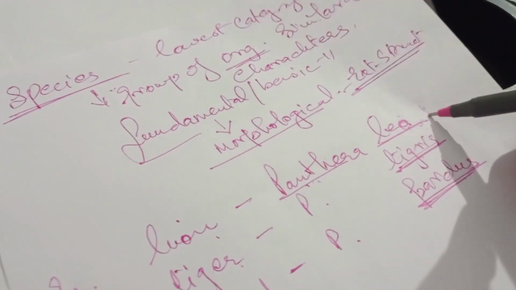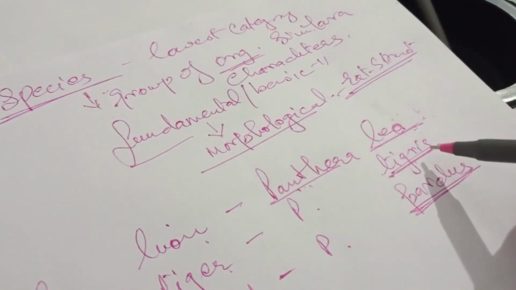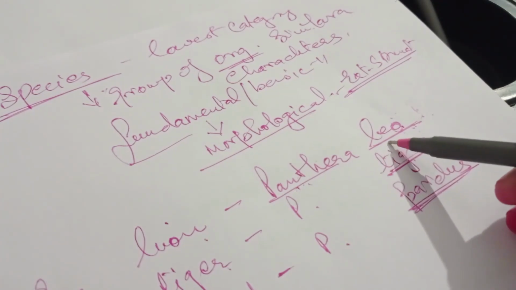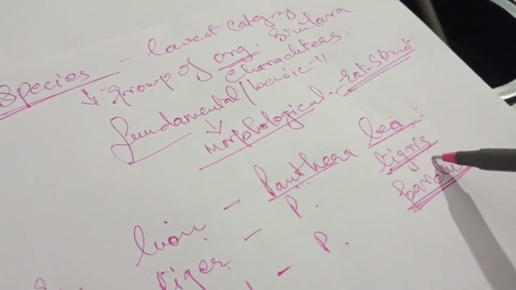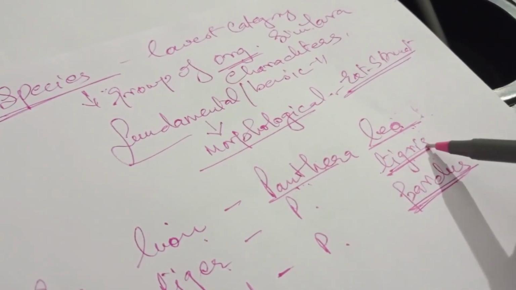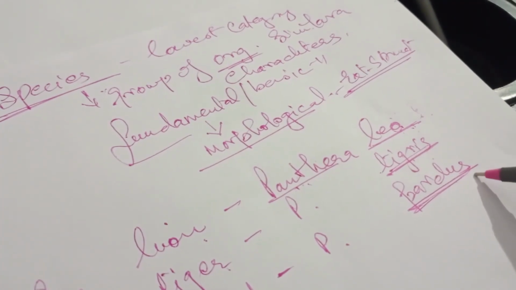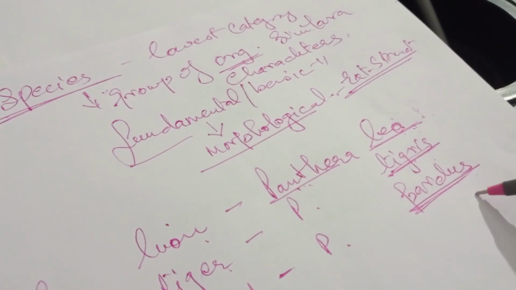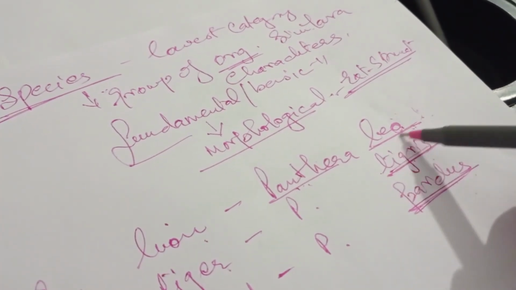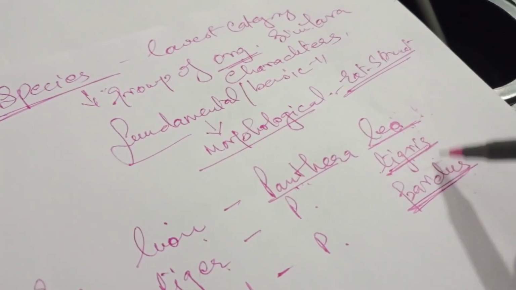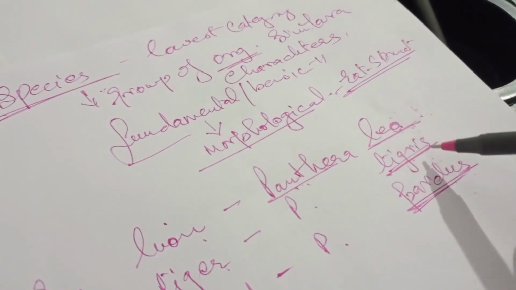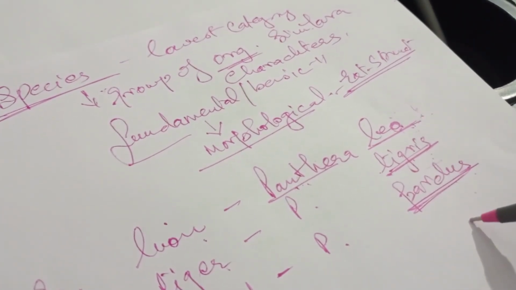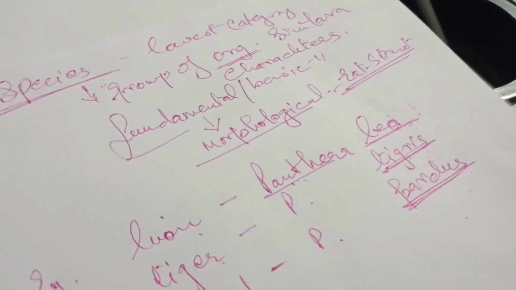All the lions have fundamental basic similarities, morphological similarities. Similarly, all tigers have morphological similarities, and all leopards have morphological similarities. But each of them differs from each other. This makes them different species. So lion is of a different species, tiger is of a different species, and leopard is of a different species.